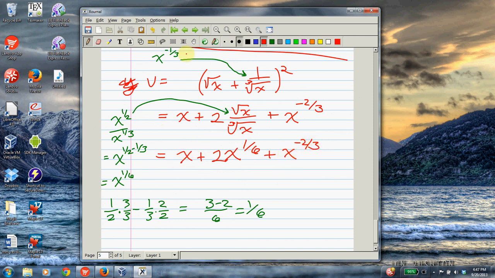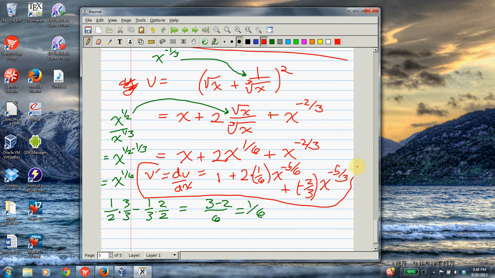Now we're finally ready to take the derivative, and so that is v prime, or dv dx. And let's go. So 1 from x plus 2 times 1/6. And now take 1 away from 1/6, and that gives you minus 5/6. Plus the negative 2/3 comes down, and don't know why I wrote that weird shape. The minus 2/3 comes down, and take 1 away and you get minus 5/3. So sorry this is a little ugly, so let me circle the answer.